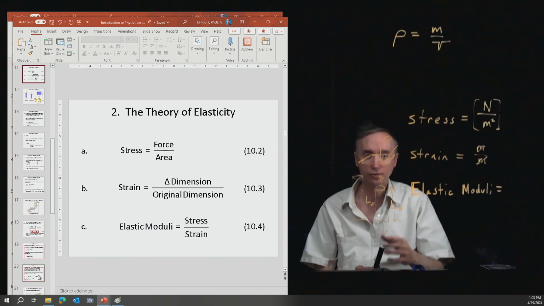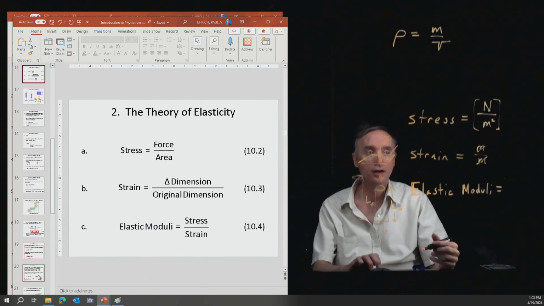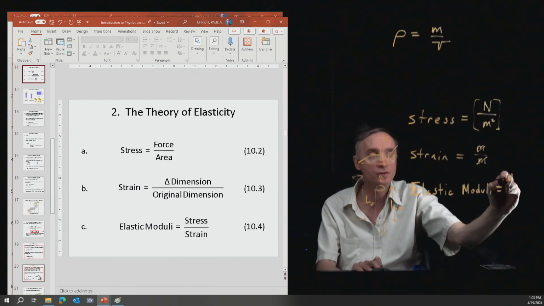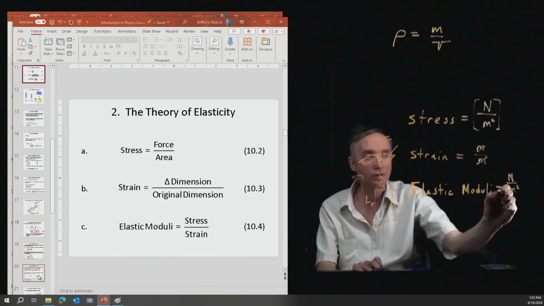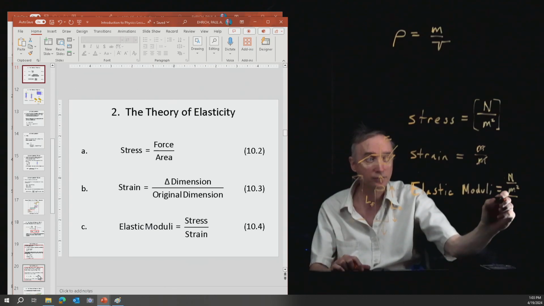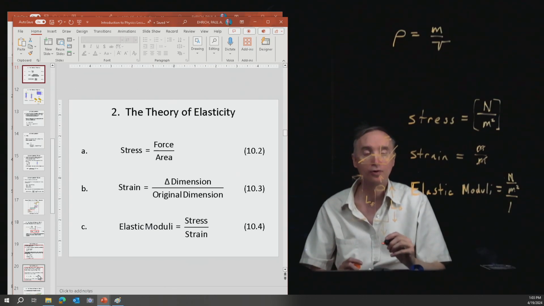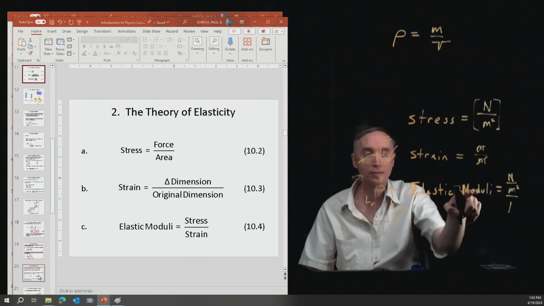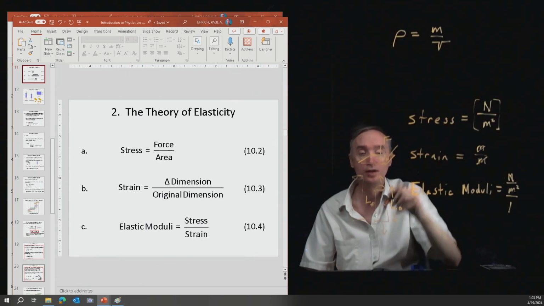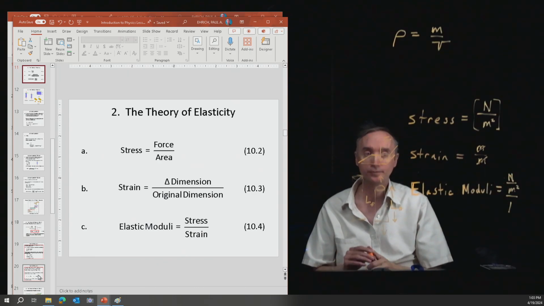So if we want to look at the units for elastic moduli, we know that stress is going to be newtons per meter squared, and we know that the unit for strain is nothing. So therefore, the unit for the elastic moduli is newtons per meter squared. It's exactly the same as it was for stress.